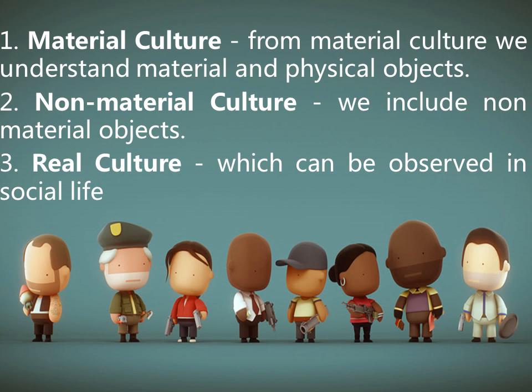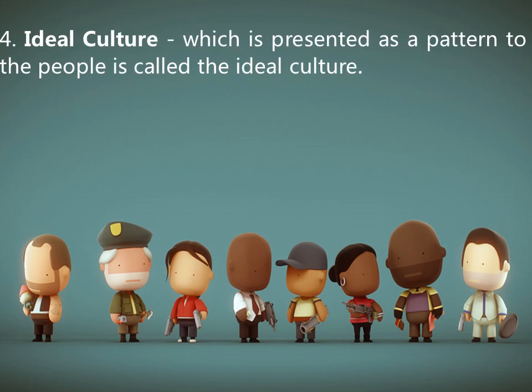Opposing the real culture, we have here the ideal culture, which is presented as a pattern to the people and refers to the practices, values, or norms that society is supposed to follow or desires to achieve. We see what we want to see, we say what we want to say instead of what the actual interpretation of the society can be like.